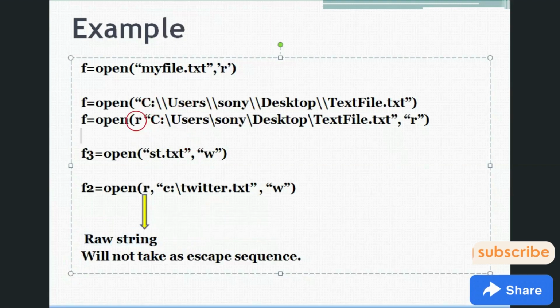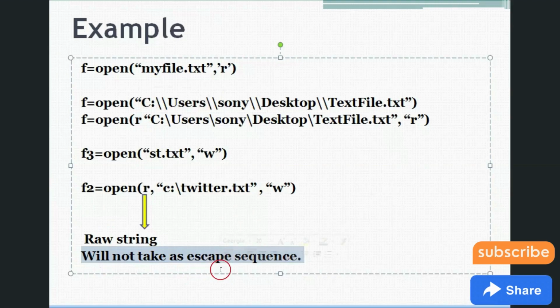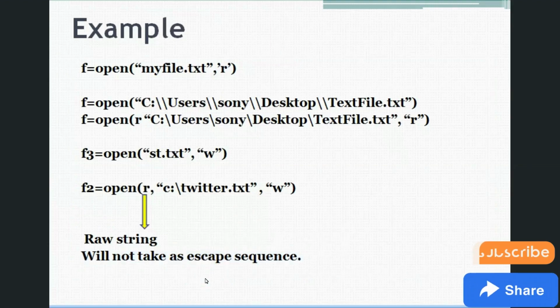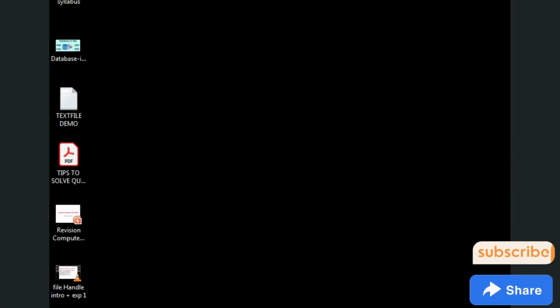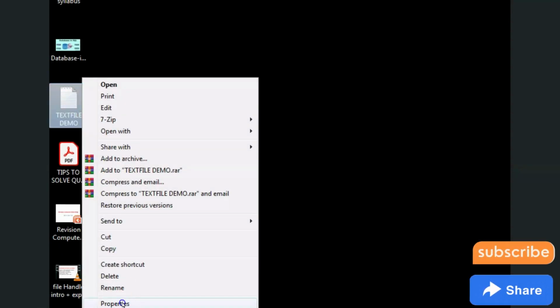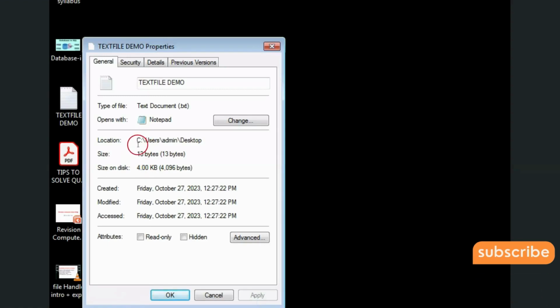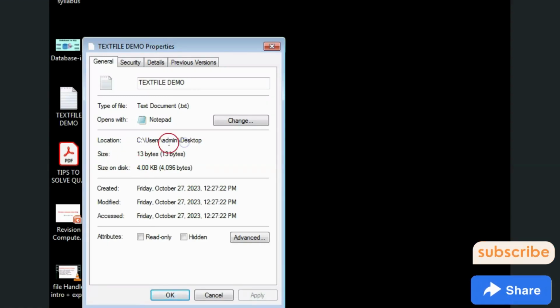So this raw string does not take the escape sequence. What is meant by the escape sequence? So I will show you what a path name is, and how the path name is stored in our files. I'm opening this text file demo, right click it and click on properties, and you will be able to see the path of the file here. So the path of the file is c:\users\admin\desktop. So this is the path of the file of text file demo.